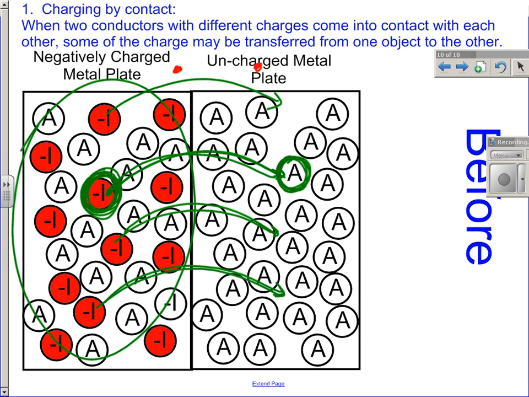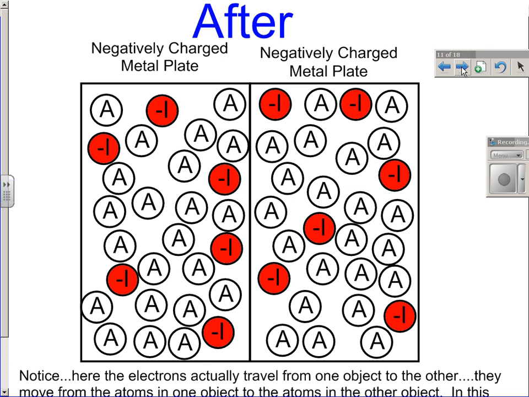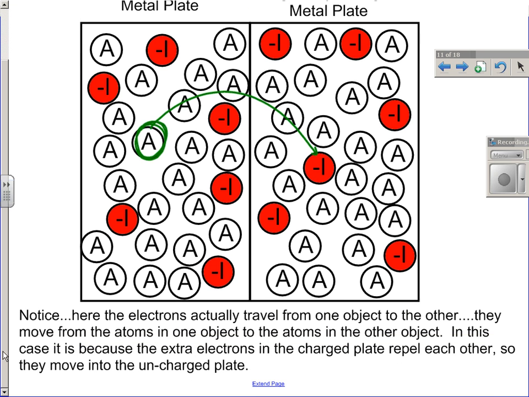And so the end result you get is this. Now we have two negatively charged plates, right? Because this guy that had been an ion before lost its electron to this guy. Okay? And so now both of our plates have negative charges in them. The comment down here at the bottom is really important.